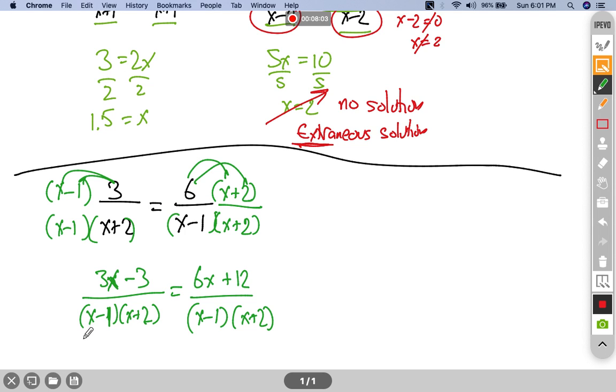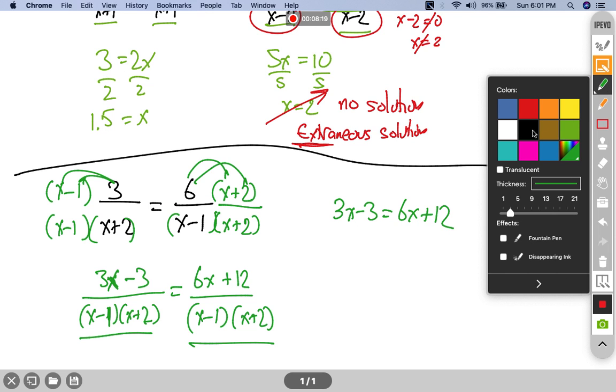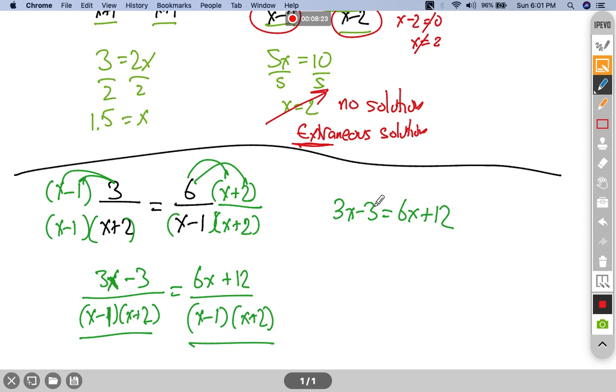And again, my denominators are equal, so I can just look at the numerators. So I would say 3x minus 3 equals 6x plus 12. And I need to solve this. So get the like terms on the same side. Now I can put x on either side. A lot of times we like to say x equals, but I always look which is smaller. 3 is smaller than 6, so we'll move that one over.